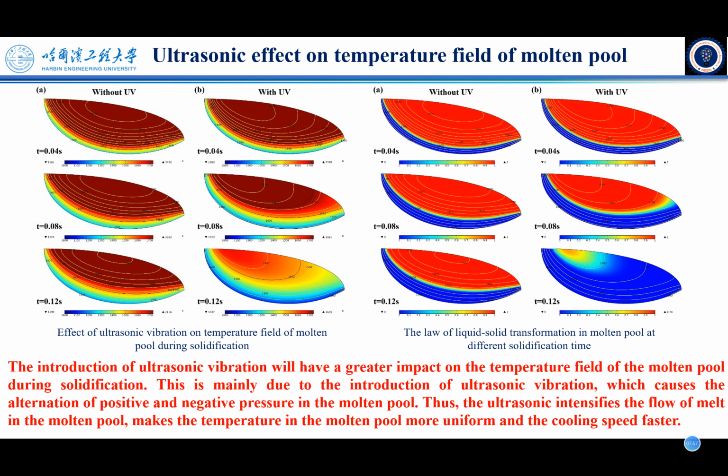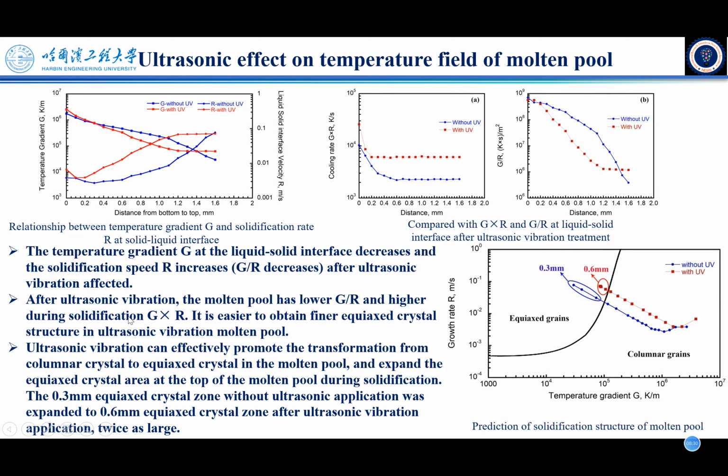The introduction of ultrasonic vibration will have a great impact on the temperature field of the molten pool during solidification. This is mainly due to the introduction of ultrasonic vibration, which causes the alternation of positive and negative pressure in the molten pool. Thus, the ultrasonic intensifies the flow of melt in the molten pool, makes the temperature in the molten pool more uniform and the cooling speed faster.